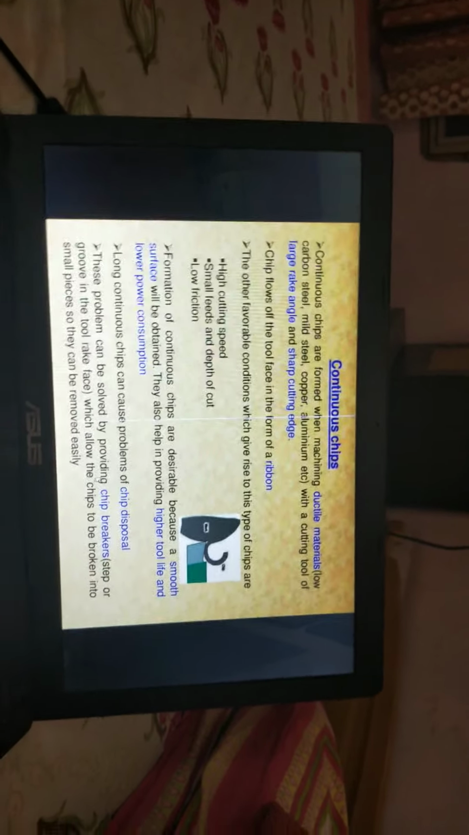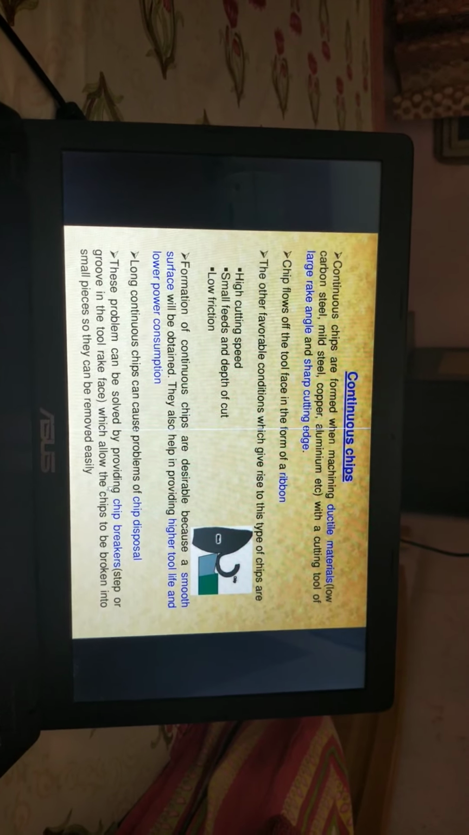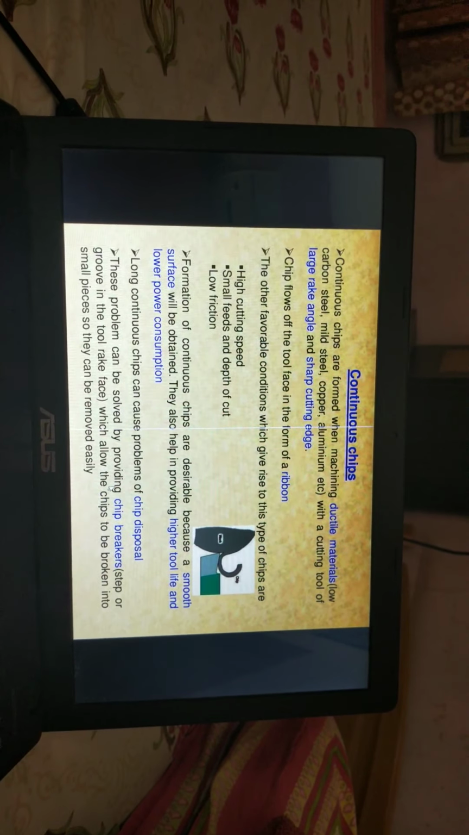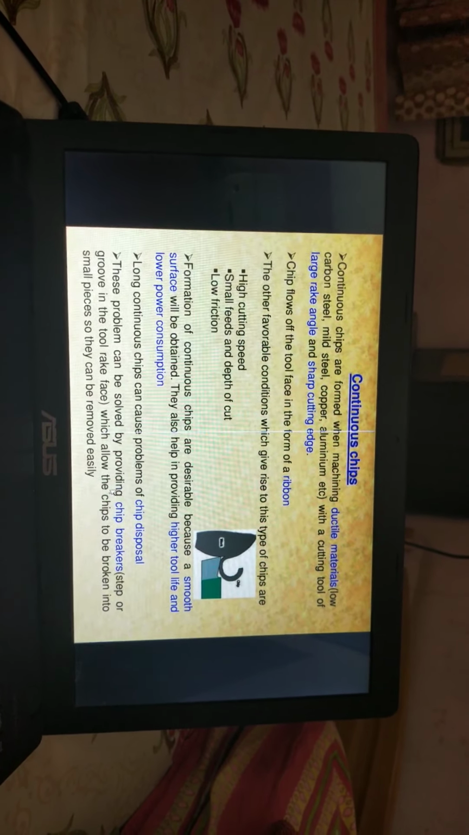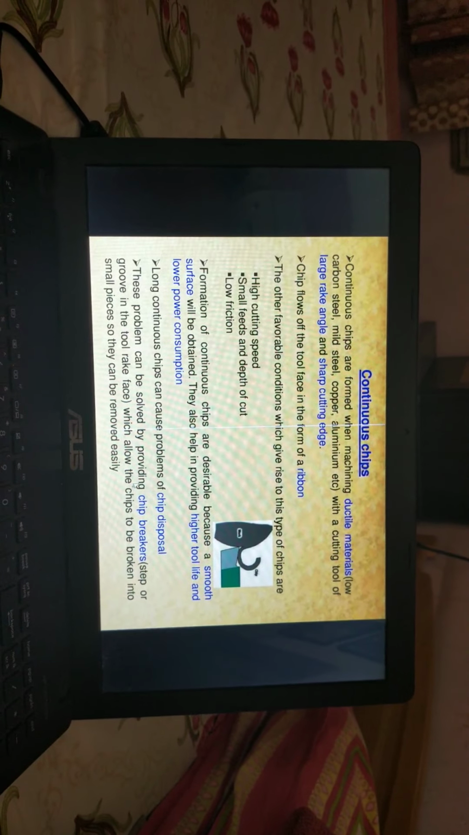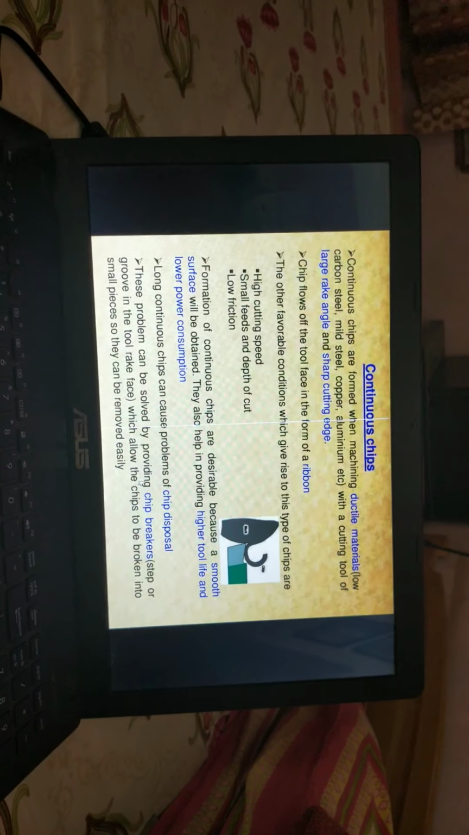Formation of continuous chips is desirable because a smooth surface is obtained. They also provide higher tool life and lower power consumption. Long continuous chips can cause the problem of chip disposal.